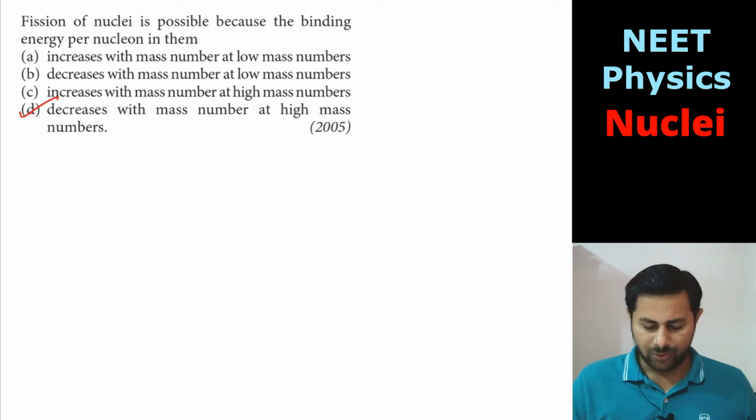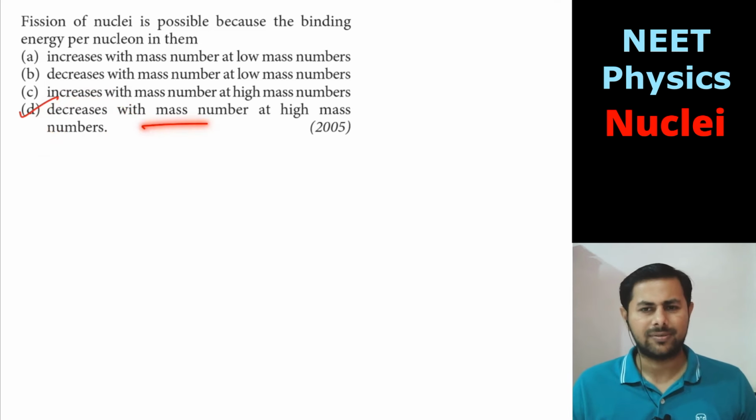So fission will happen for the nuclei which have high mass numbers, right? And binding energy decreases. So this is simple, right? Yes, no? Okay, Nikita, Selvakumar. All right, good.